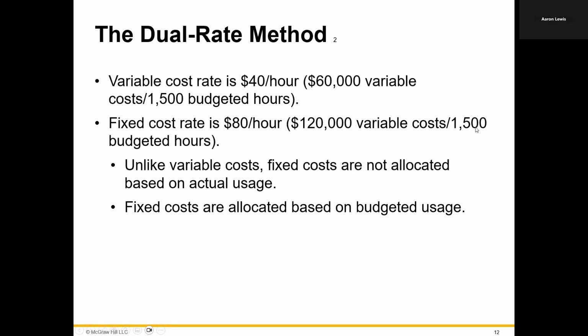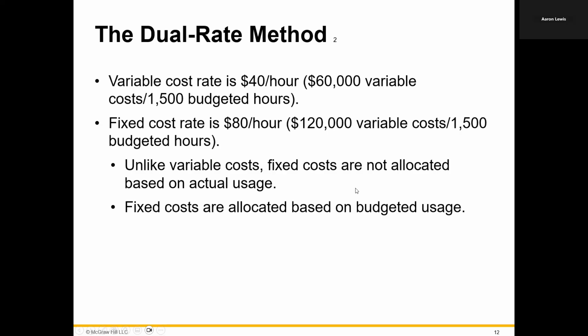If we divide that by the 1,500 budgeted hours, we come up with a rate of $80 per hour. So now we've got two pools, one for variable costs, one for fixed costs. But we're going to spread them out the same way. For every hour that's consumed by HR to support one of these departments, we're going to take $40 of variable cost spread at that department. For every hour, we're going to take $80 of fixed costs and spread at that department.